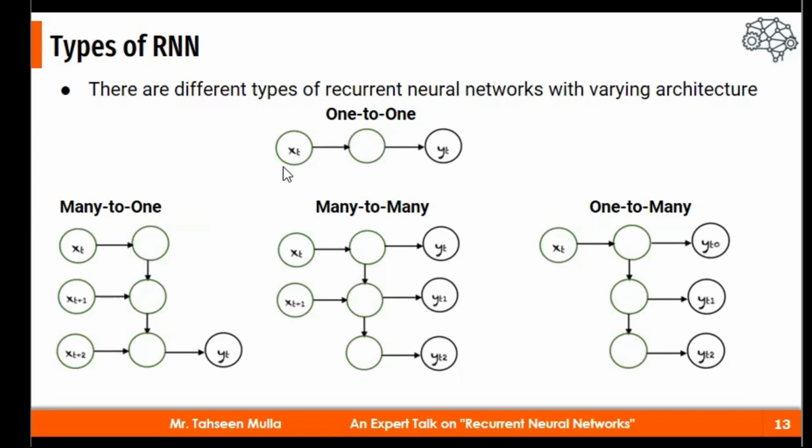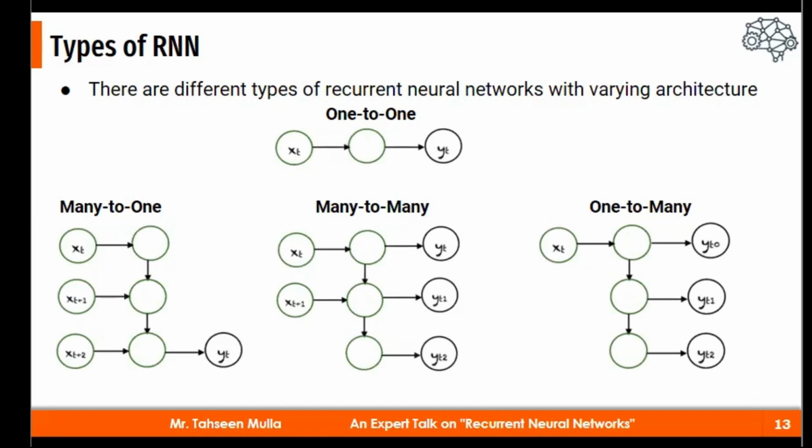In one-to-one, we have x of t and y of t. This is called a plain neural network: one input going through one hidden layer and one output. This in any scenario will not be an ideal situation, just for understanding purposes. It deals with a fixed size of input to a fixed size of output, independent of previous information. A simple example is pattern analysis or image classification.